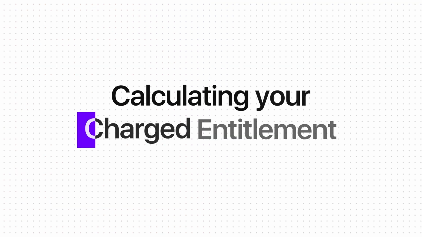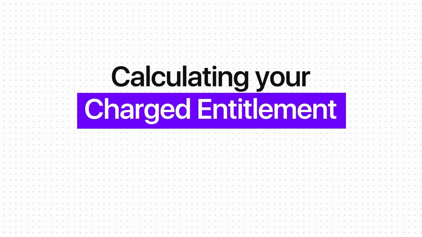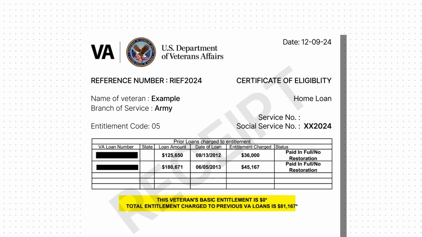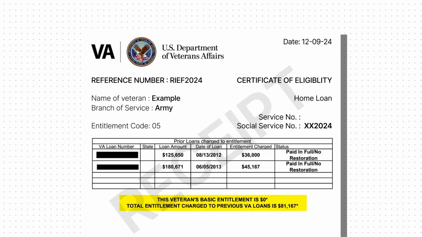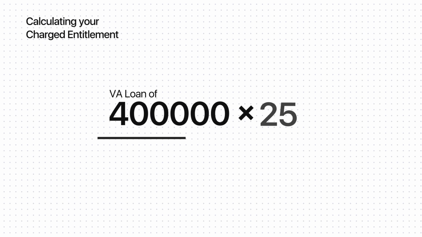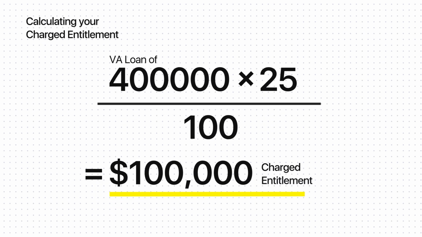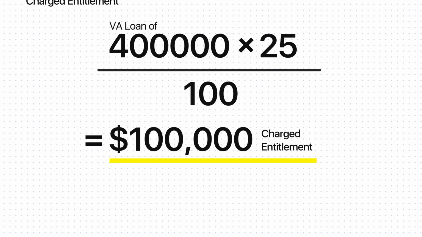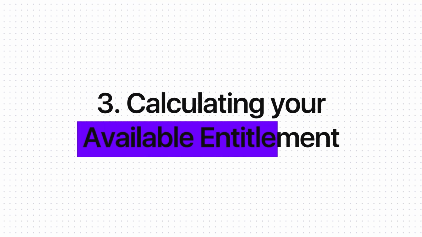Now let's calculate your charged entitlement. If you have a VA loan in use, you can find this number on your COE, your certificate of eligibility. Or you can calculate this by taking the original loan amount or amounts of the VA loans that are in use and multiplying them by 25%. You take the original loan amount, which was $400,000, you multiply that by 25%, and that would equal $100,000 of charged entitlement.